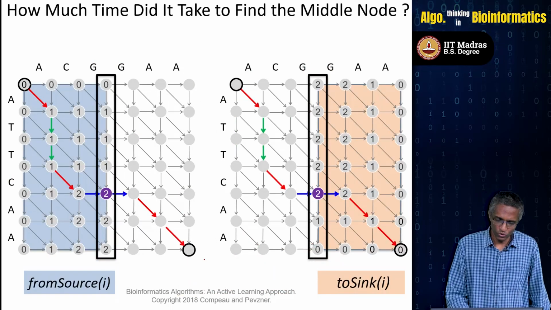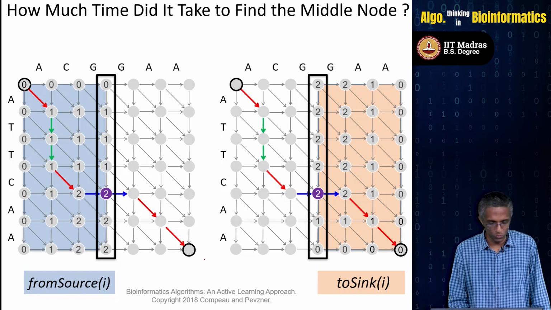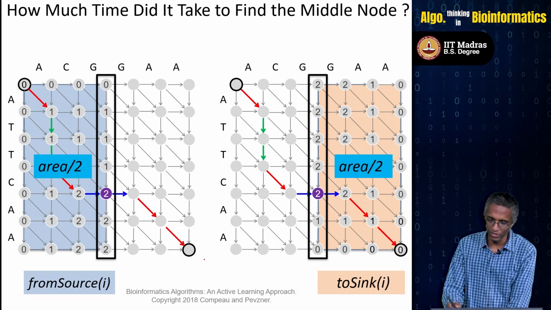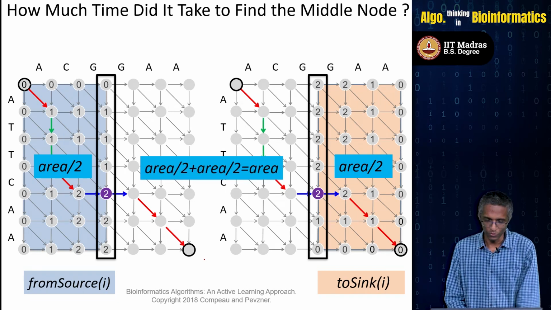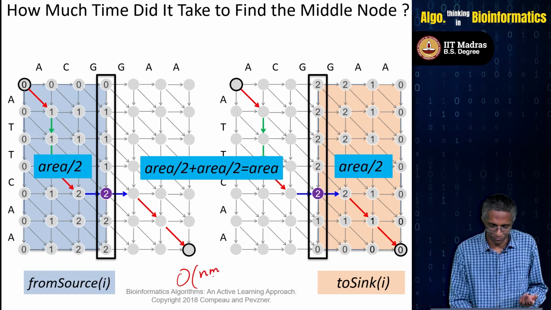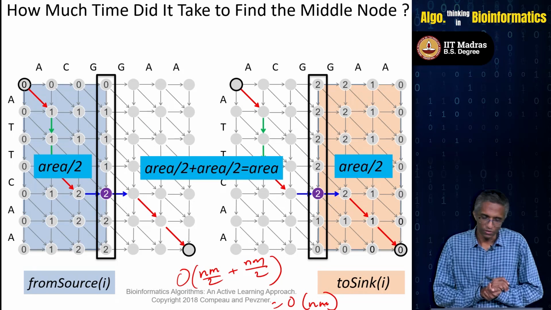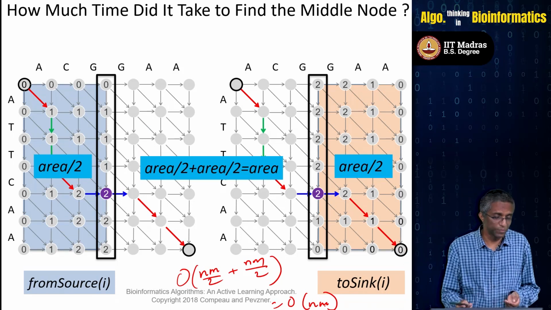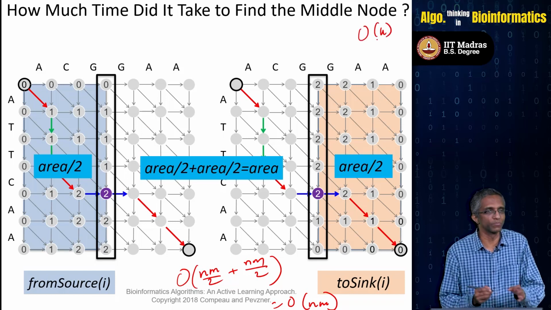Yeah, so that's a typo. So how much time did it take to find the middle node? Like I was saying, order of nm over 2, right? So there is area over 2 here and area over 2 here, right? And then that means that you have in total 2 times that, so you are spending time order of nm, right? Area is nm, so you have nm over 2 plus nm over 2, and then so the total time is still order of nm, right? The space is now linear, order of n, because you are just doing 2 columns at a time, right?